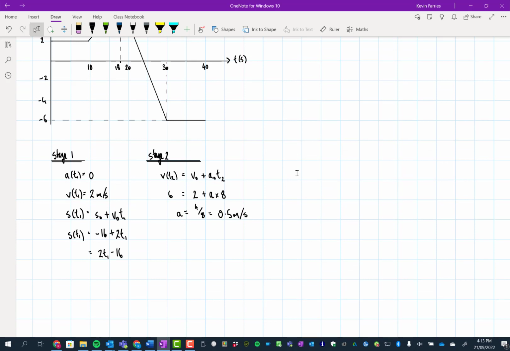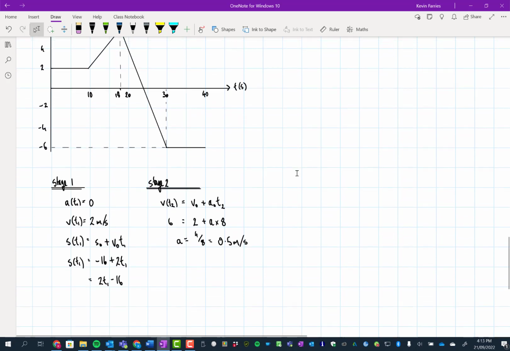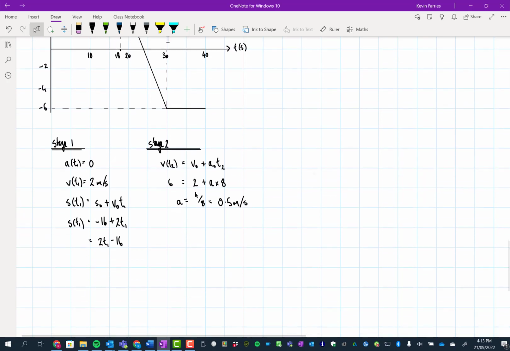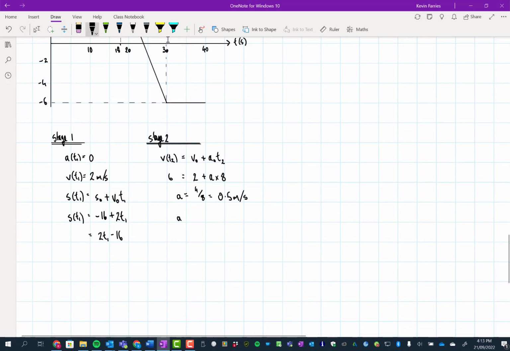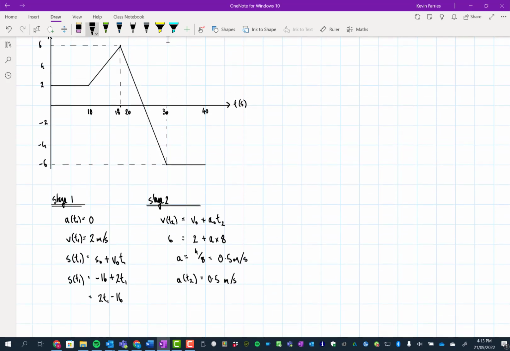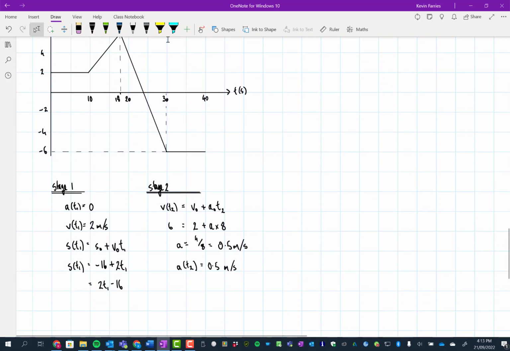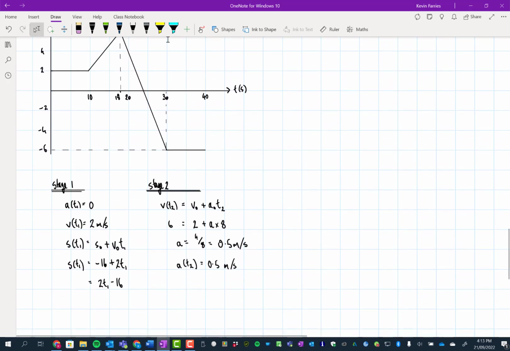And so that's going to be the acceleration, and that's constant. So it's the same acceleration the whole way through. And so for any time in stage 2, the acceleration is just going to be 0.5 meters per second squared. Let's have a think about displacement now and see where that takes us.